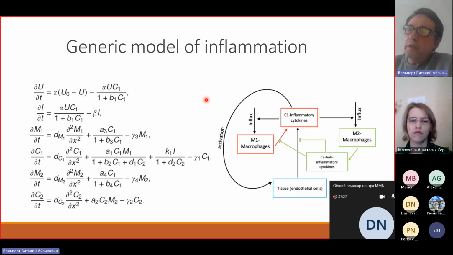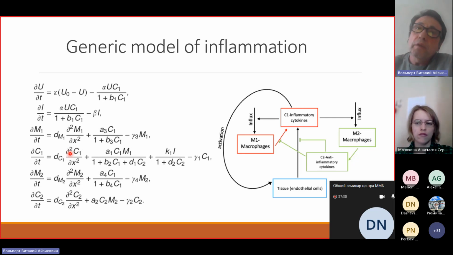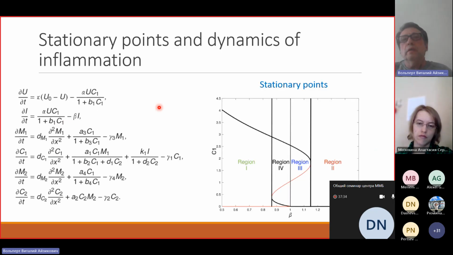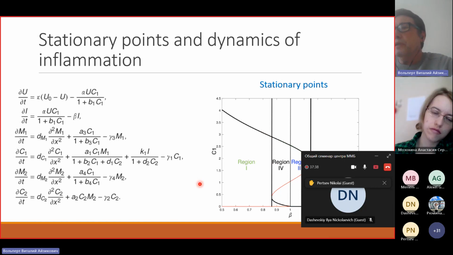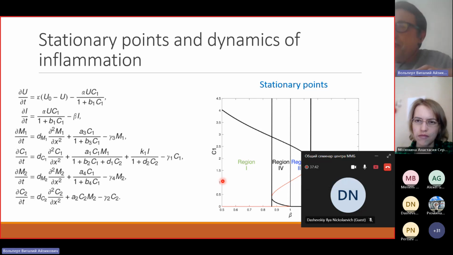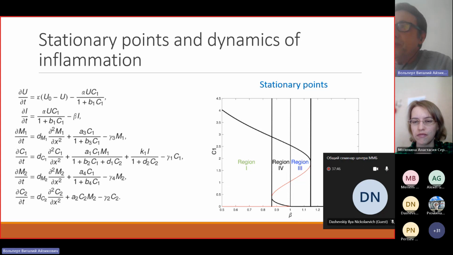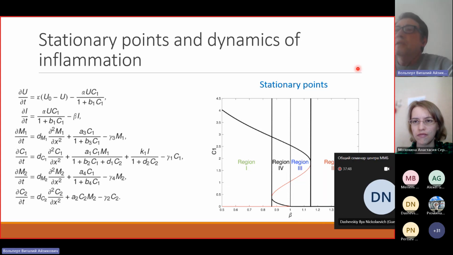So we started this model. It is written as reaction diffusion equations. As usual, we can begin with ordinary differential equations. Okay, I see a question from Nikolai Pertsov, please.